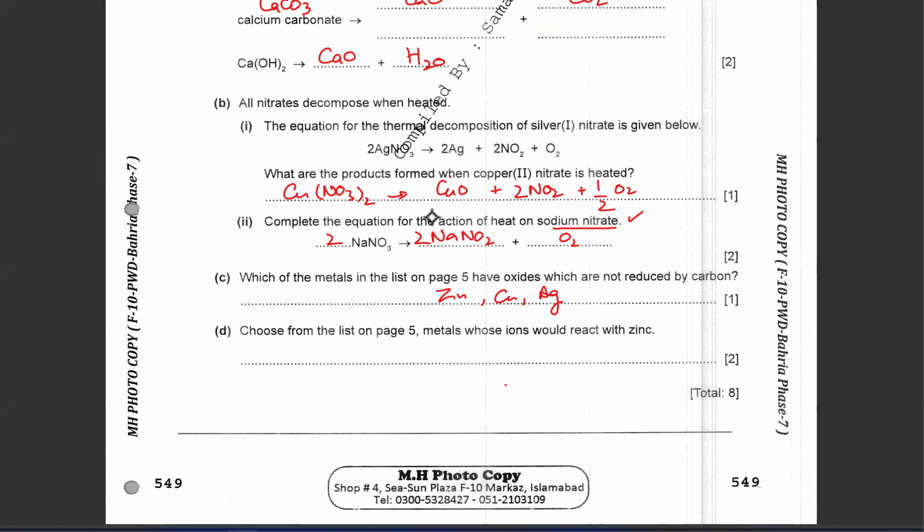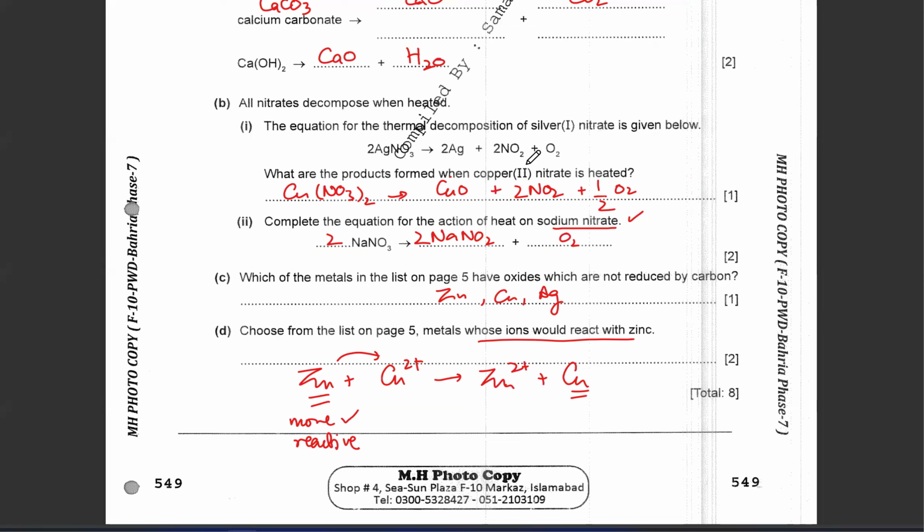The next one, choose from the list the metals whose ions would react with zinc. Whose ions would react with zinc, which means zinc would be able to react with copper. Why? Because zinc is more reactive than copper. So zinc is going to lose electrons and give its electrons to copper ions. So zinc ions will get formed and copper gets reduced. Reduced means it gains electrons. Zinc has a higher tendency to lose electrons, and it's going to give away electrons to copper.